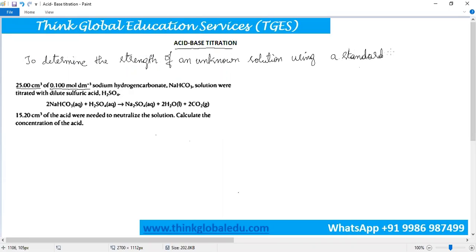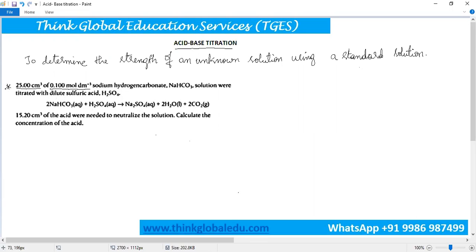As we know, a standard solution is the one whose concentration is known to us. We shall learn how to determine the strength of an unknown solution by solving the below given problem. In this problem, we have a reaction between a base, which is sodium bicarbonate, and an acid, sulfuric acid, which is a neutralization reaction producing a salt, sodium sulfate, and water, with the liberation of carbon dioxide.